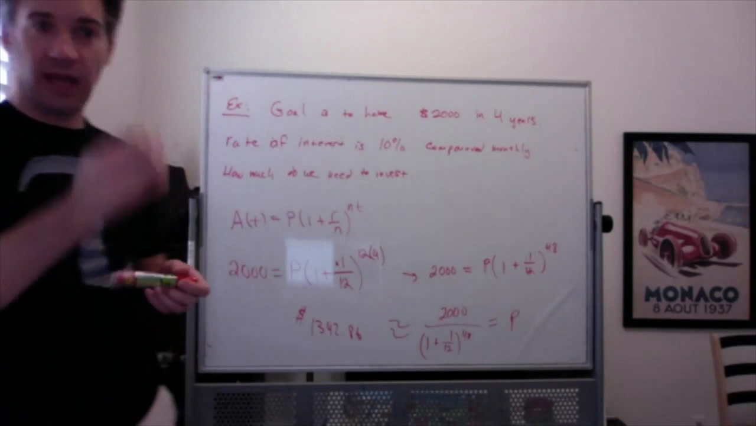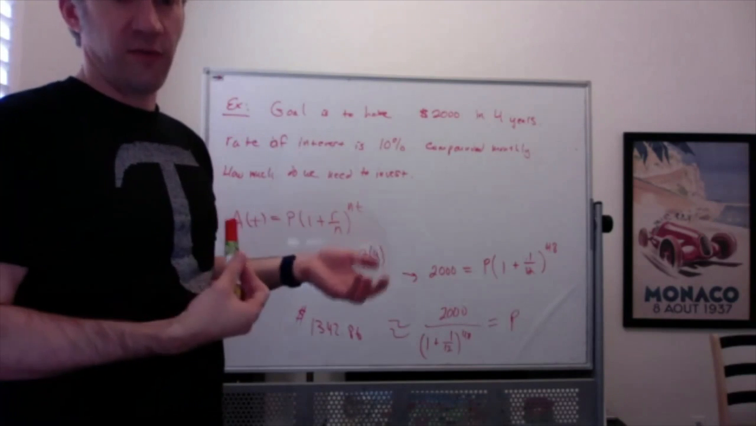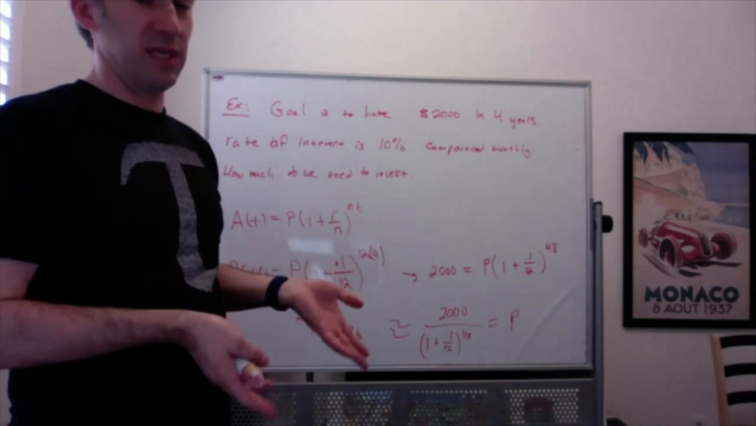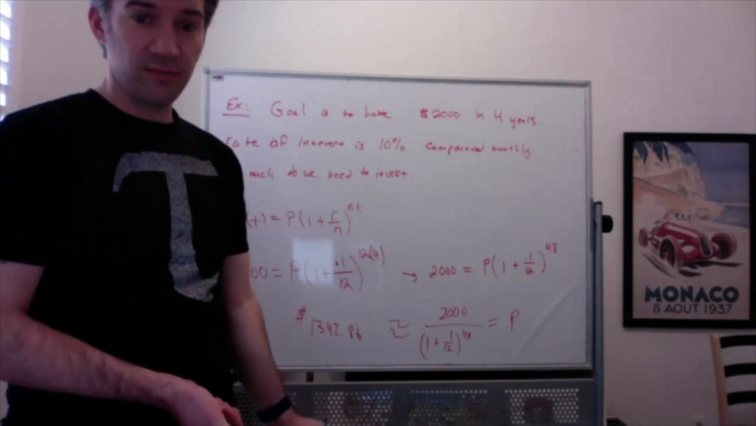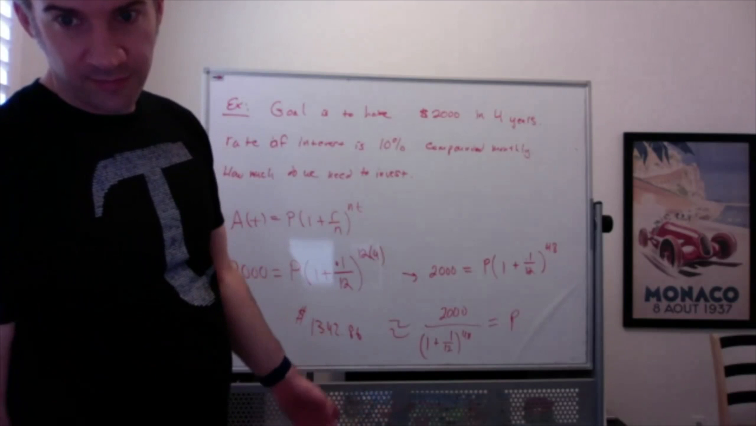So that's how much money we have to invest, so that after 4 years, if our money is earning 10% interest compounded monthly, we would end up with $2,000. Exactly.